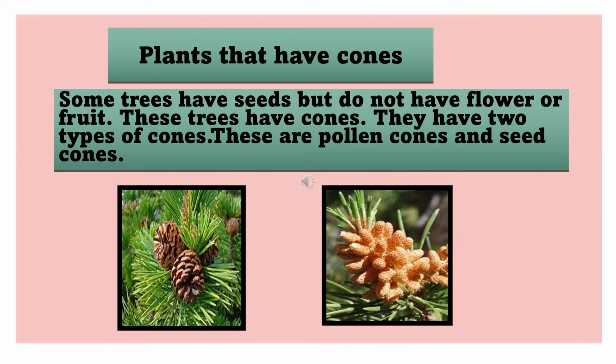The fourth and last type of plant are those that have cones. Instead of fruits and flowers, they have cones. Some trees have seeds but do not have flowers or fruit. These trees have cones, pollen cones and seed cones. Pollen cones contain pollen, and there are seed cones which make seeds inside them.